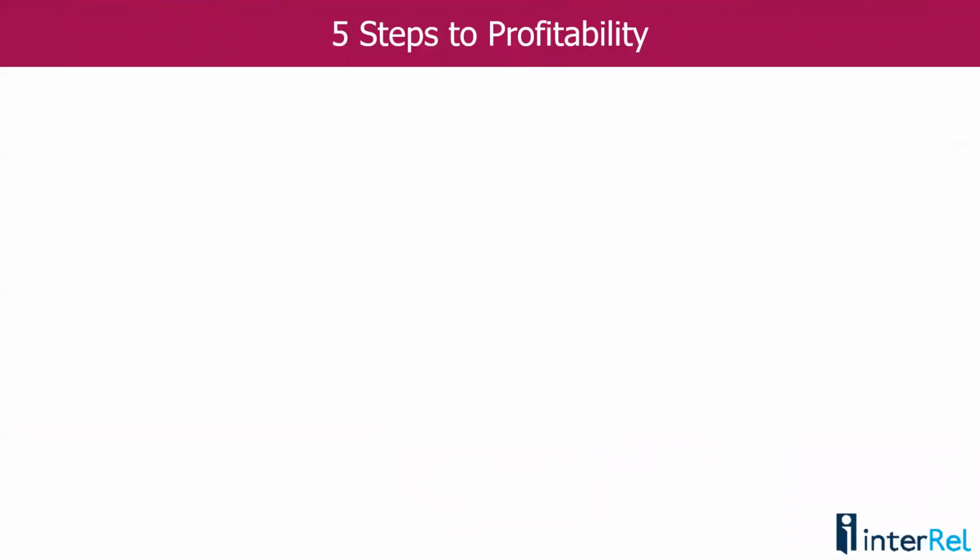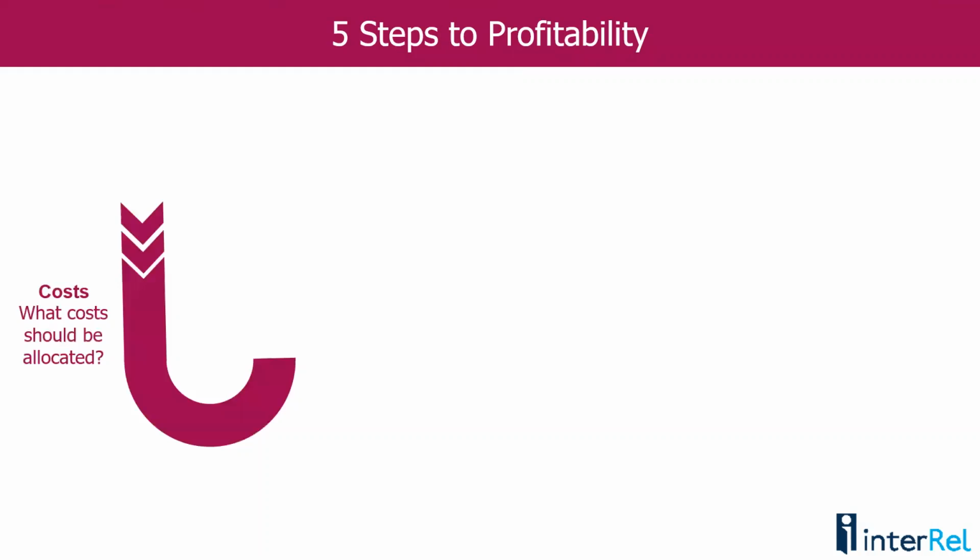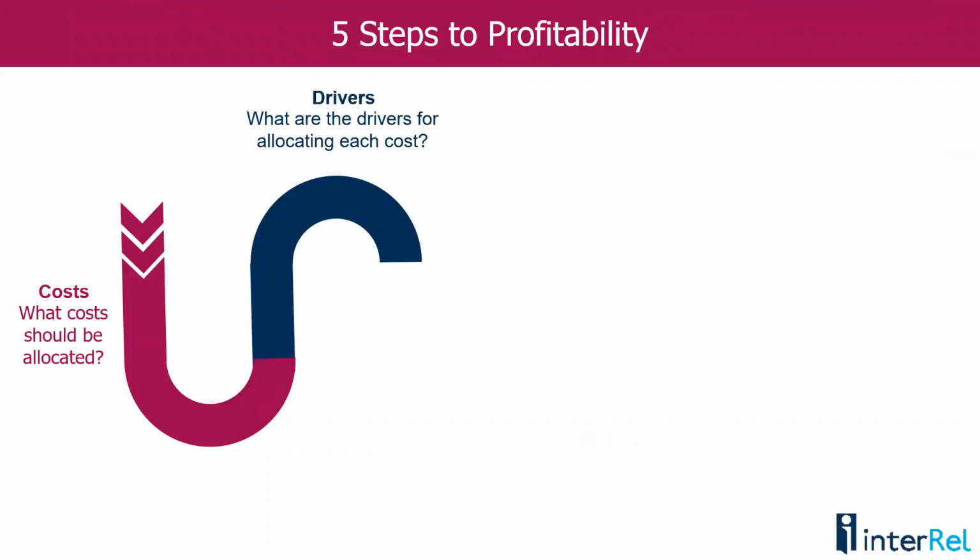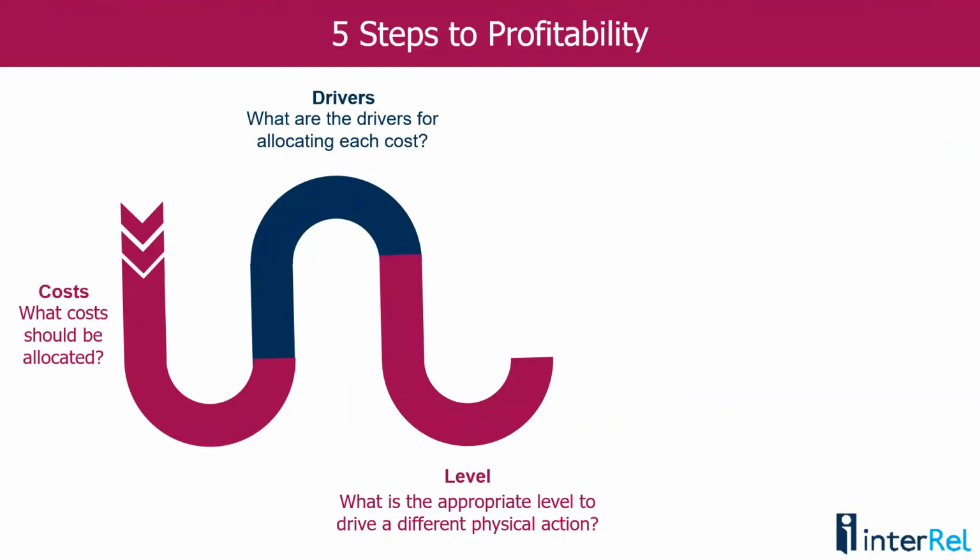So just to review the 5 steps to profitability. First, we have to figure out what costs, maybe revenue, usually it's cost, do we need to allocate? Next, what are the drivers? How do we allocate? What numbers are we going to use to drive those costs home? What level do we need to allocate to? Again, what is the appropriate level to drive a different physical action?